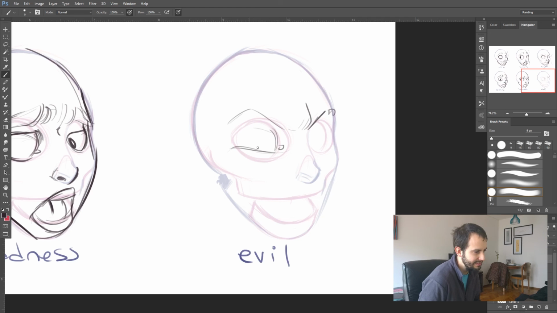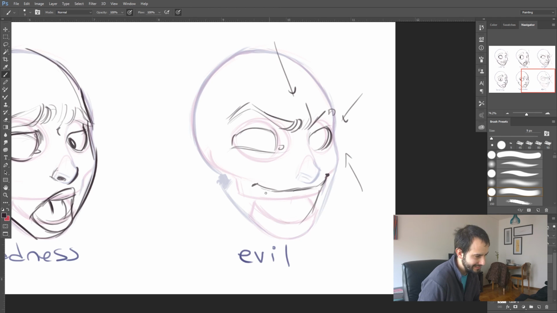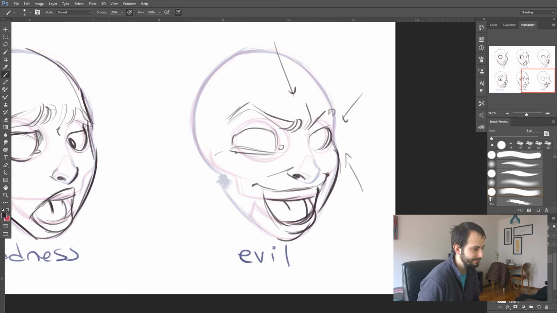The evil. Evil is just an evil laugh. It's like a screaming face, but instead of screaming, all the energy goes here. But instead of screaming, he's smiling. Ah, ah, ah. And the nostril goes up here.